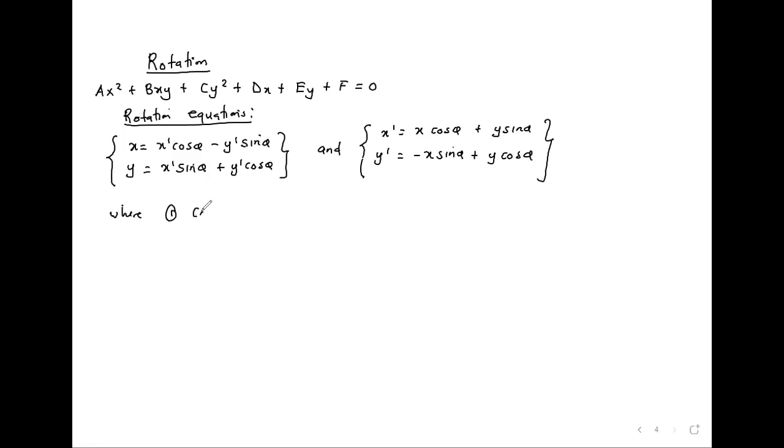One, cot 2 theta is equal to a minus c over b, and the second is tan 2 theta, which is b over a minus c. You know the issue of cot and tan: cot is 1 over tan, tan is 1 over cot. So when you reciprocate, you get the other one. Okay, so this is a very good summary of this topic so far.